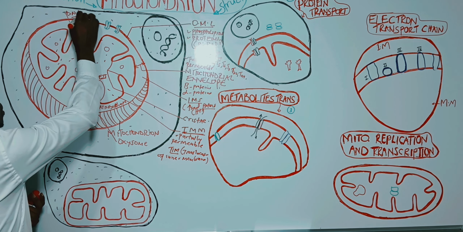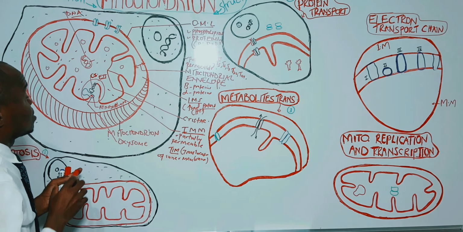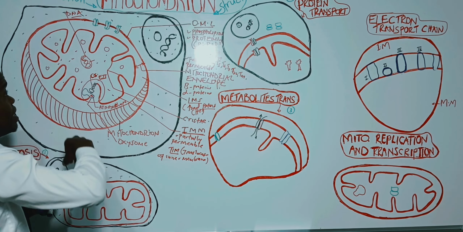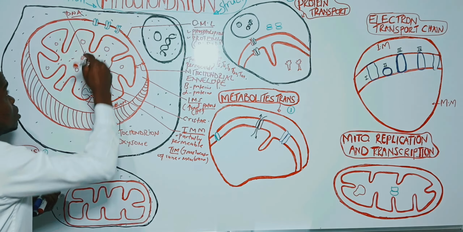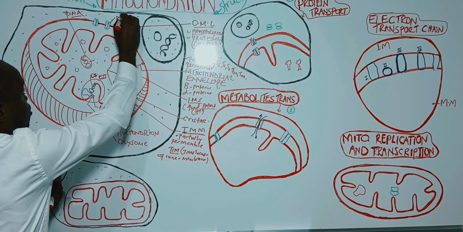Before I go on, there's something I've forgotten: on the outer membrane here, these are some of the proteins you are seeing here. These are what we call the porins. These proteins here, they are what we call the porins.